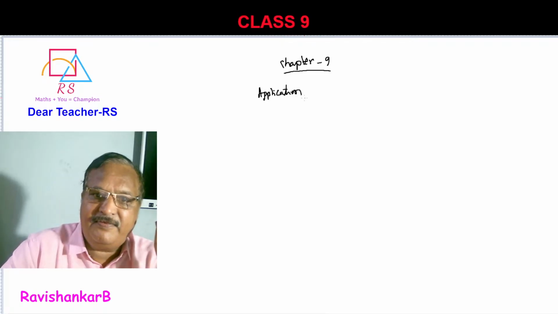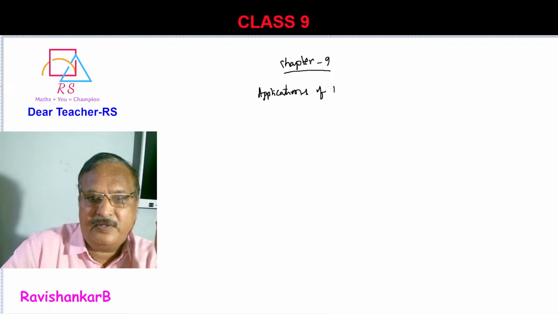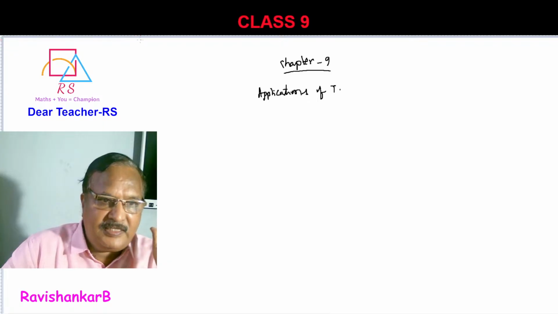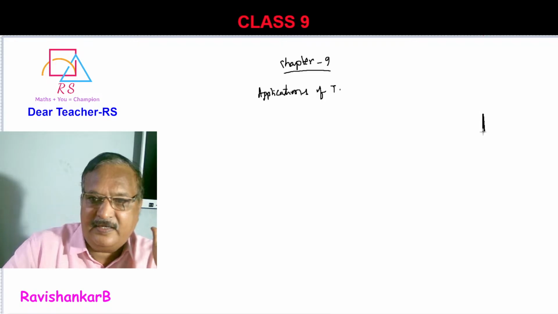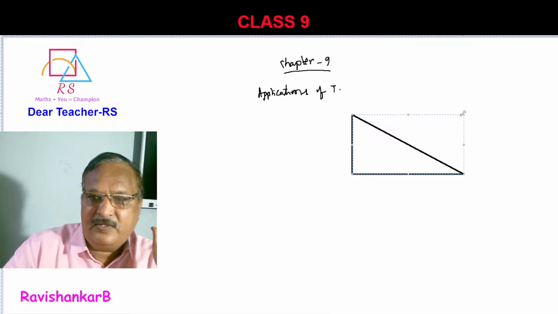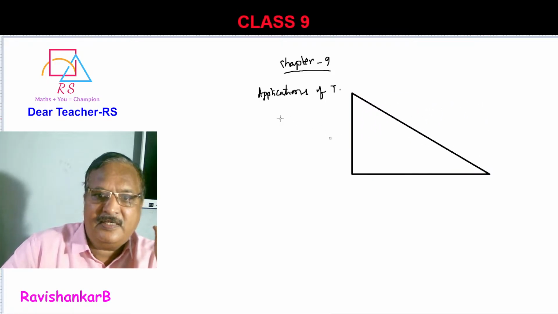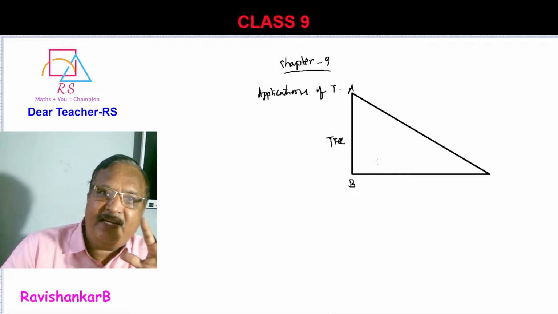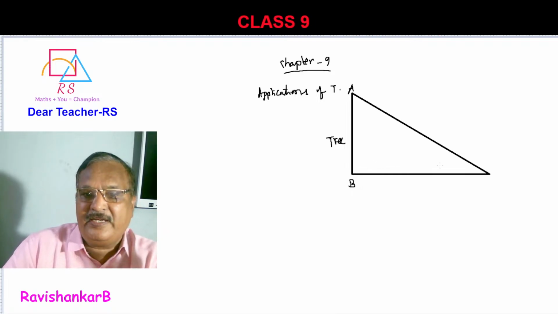Application, daily life questions. I'll write only T. So I'll just give you a right angle triangle. Now I will not consider this as a triangle. So AB is a tree. That means the right angle triangle is converted into a daily life application.